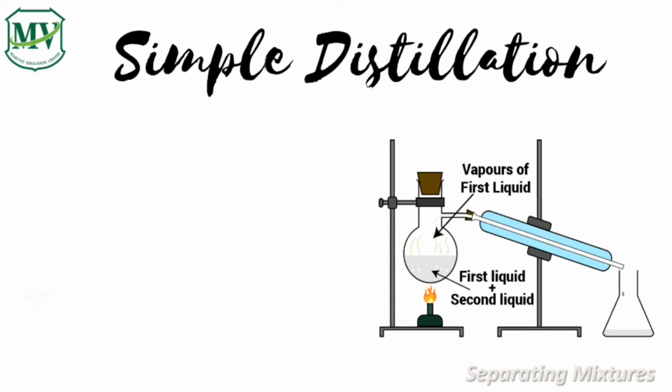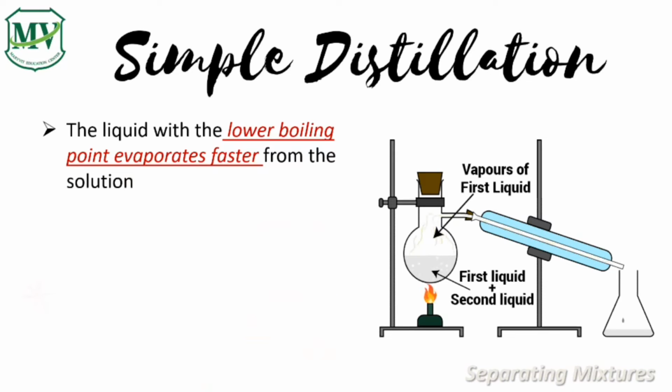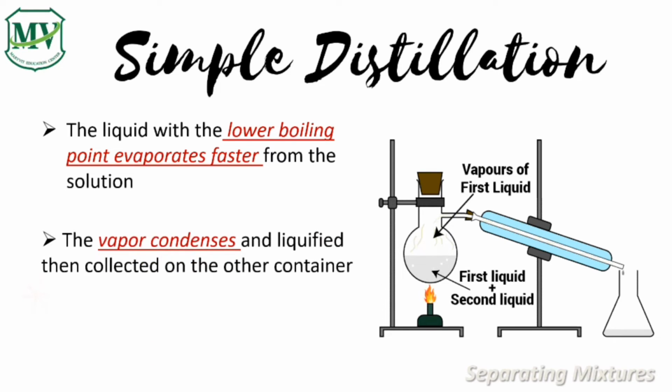Simple distillation is probably the most common method of separating miscible liquids. The liquid with the lower boiling point evaporates faster from the solution. The vapor condenses and is liquefied, then collected in the other container.